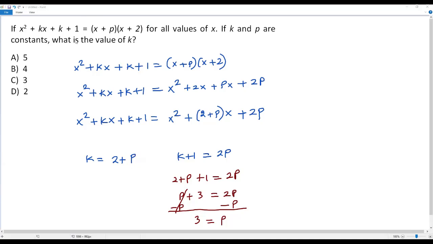Okay, now let me do it. So k = 2 + p. The value of p is 3. We can plug in 3 for p. Then we get k = 2 + 3, which is 5. I got the value of k. The value of k is 5. We find 5 in answer choice A. The correct answer choice for this question is A.